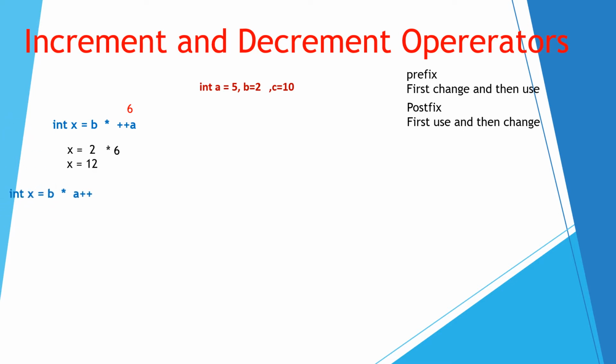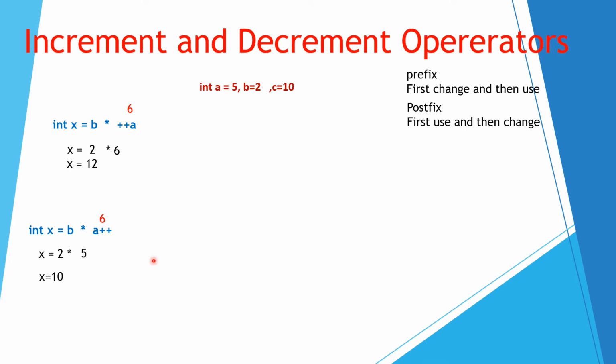And the second example, x = b * a++. Here is the same question, but we are using it in the postfix way. So here b * a++, that means 2 * a++. First you will use it and then only change. So the value of a is 5. First you use it and after that a's value will be 6. So the expression is 2 * 5, that is 10.